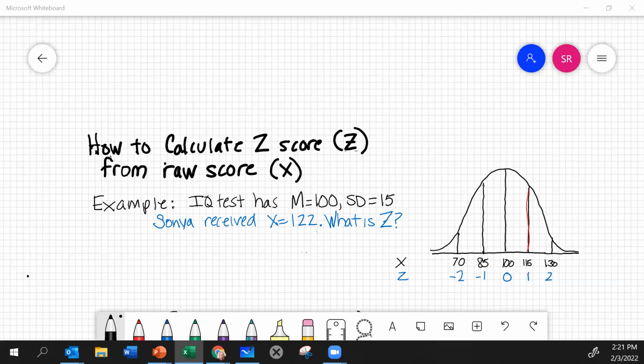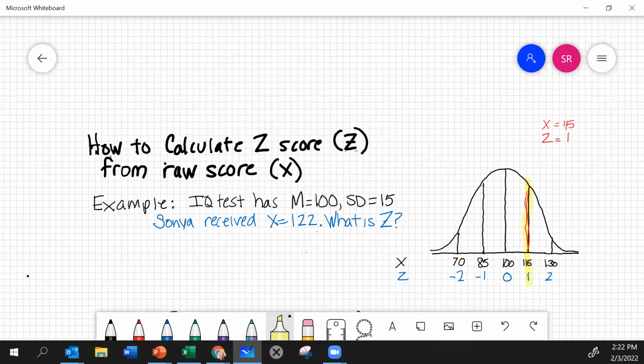So as you can see on the bottom, if we had someone who got an IQ score that was a nice round number, such as 115, as I have marked here in red, this would be super easy. We wouldn't need to do any calculations. We would know that in that example, if x equals 115, then z equals 1. And we can see that because they are aligned on our chart. But unfortunately, most of the time, we don't get those kinds of nice round numbers.